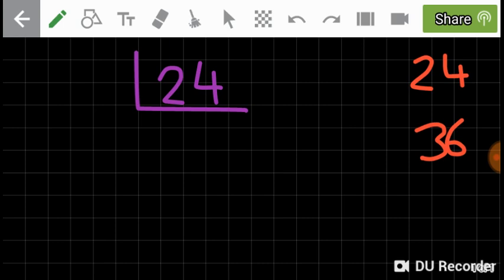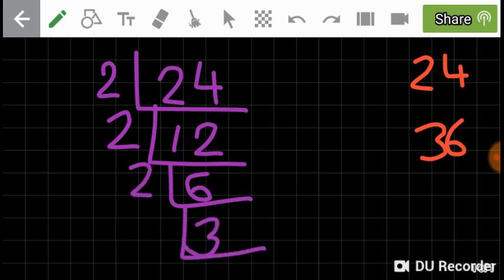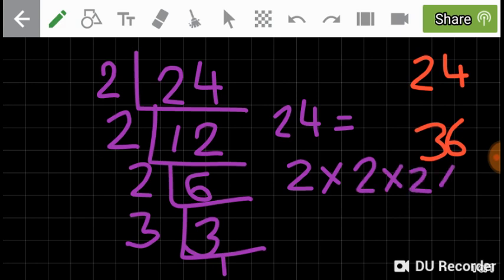Remember, prime factorization is a process in which you use the lowest number to get all the factors of a particular number. The lowest number by which 24 can be divided is 2, which gives 12. Similarly, we continue: 2 sixes are 12. Again 6 is also divisible by 2, so we get 3. We do this until we receive 1 at the bottom. So 24 can be expressed as 2 times 2 times 2 times 3.